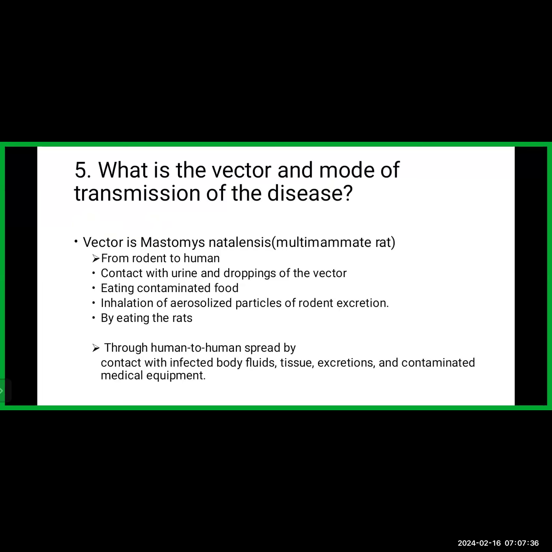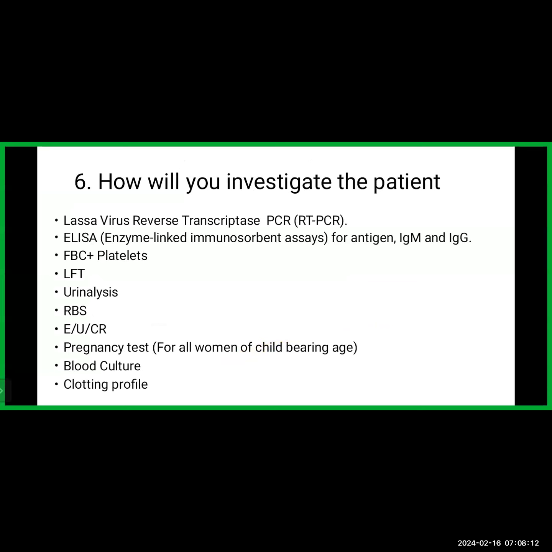Question 5, what's the vector and the mode of transmission of the disease? Like I said earlier, the vector is Mastomys natalensis, and it can be spread either from rodent to man or from human to human. From rodent to man will include contact with urine or droppings of the vector, coming in contact with or eating food contaminated by the vector, and inhalation of aerosolized particles from the rodent excretion or by eating the rat. Some people have habits of eating rat. Then it can be transmitted from human to human by contact with infected body fluid, tissue, excretions, and contaminated medical equipment, which most likely would have happened in the patient being discussed because he works in the hospital.